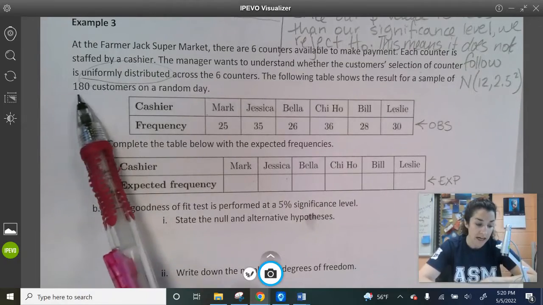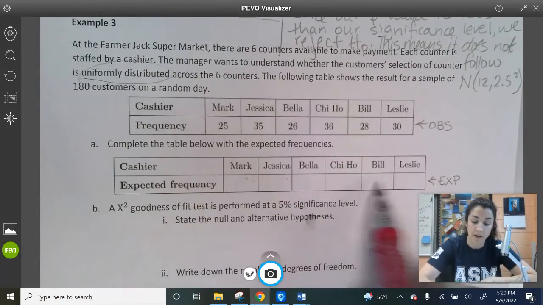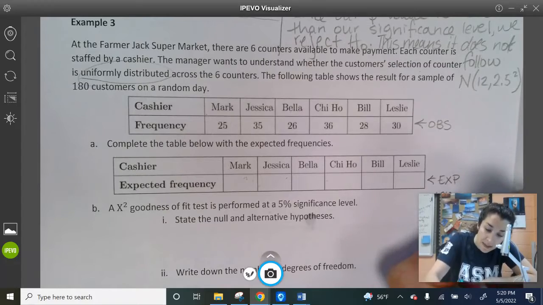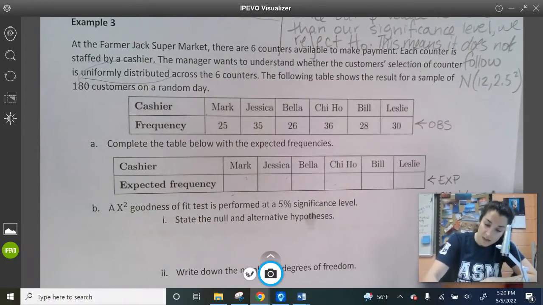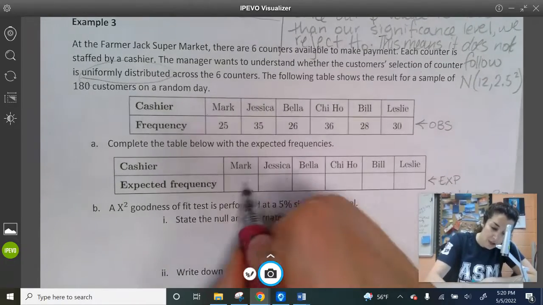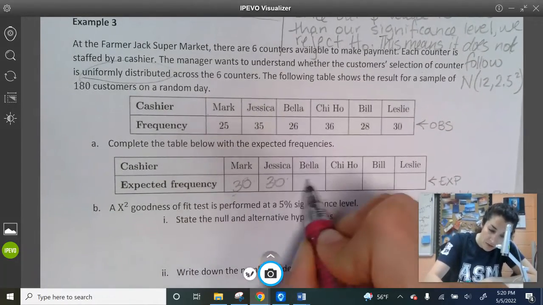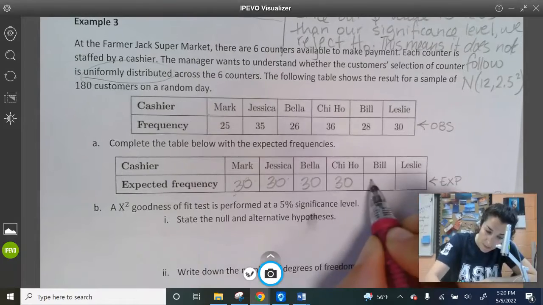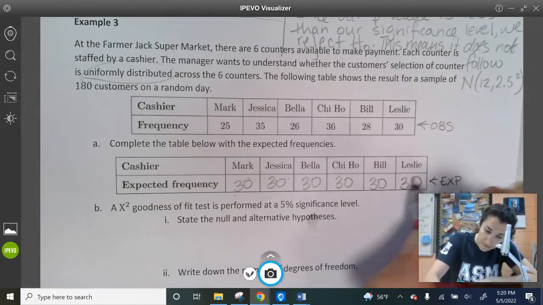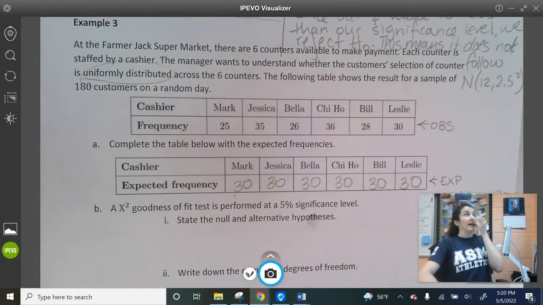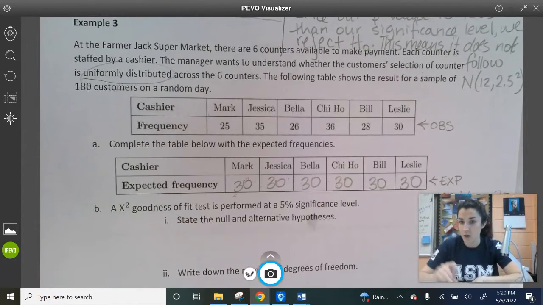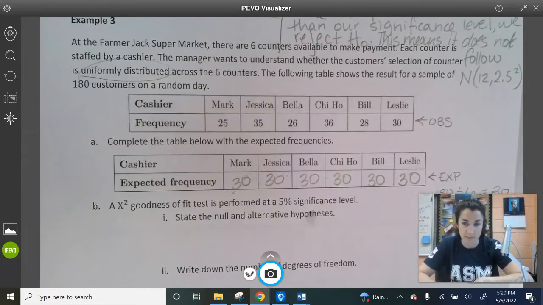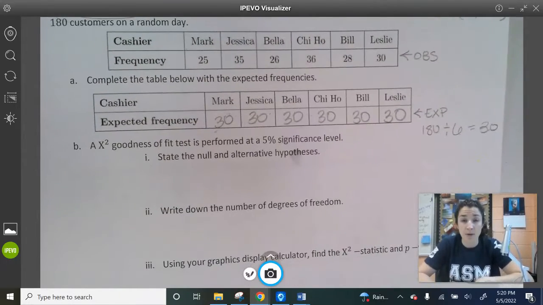So our expected out of 180, if we want the same number, we do 180 divided by 1, 2, 3, 4, 5, 6, which is 30. So that means that there's 30 in every single one of these for our expected. If it ended up giving us a decimal place for an evenly distributed option, then we would have put the decimal. But it ended up being a nice whole number, so it works.